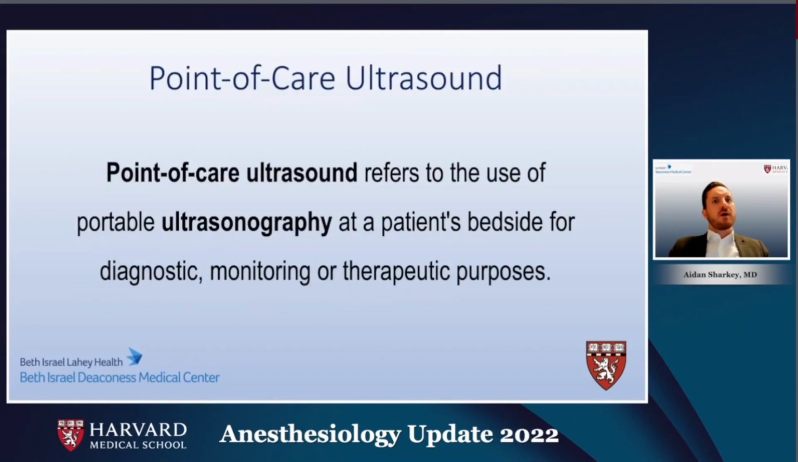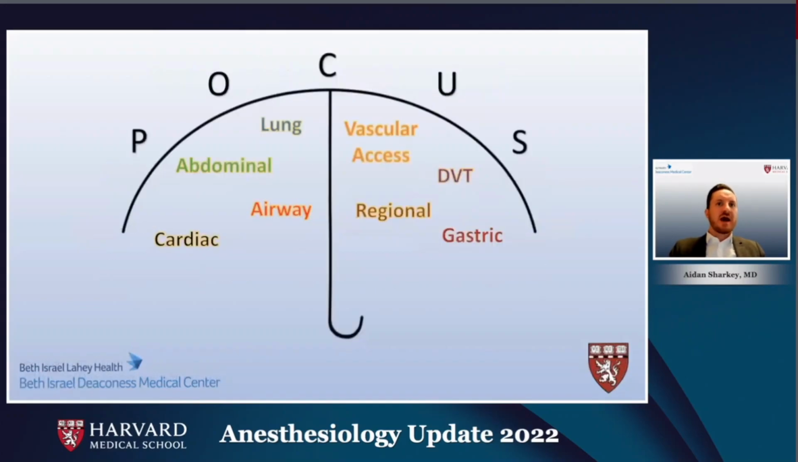So before we talk about lung and gastric ultrasound, let us take a step back and define what exactly is point-of-care ultrasound. Well, this refers to the use of portable ultrasonography at the patient's bedside for diagnostic, monitoring, or therapeutic purposes. Lung and gastric ultrasound, which we will be discussing today, are under the umbrella of point-of-care ultrasound, which also includes abdominal, cardiac, airway, regional, and vascular access, to name a few.